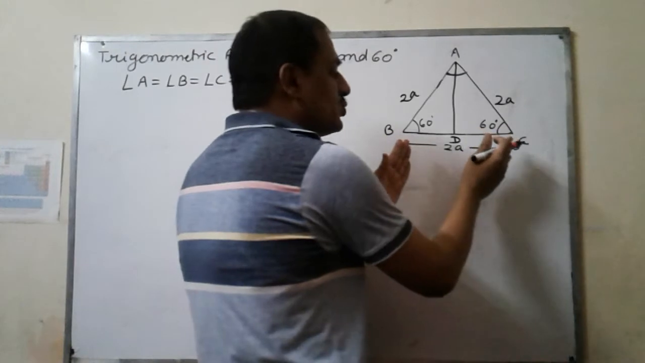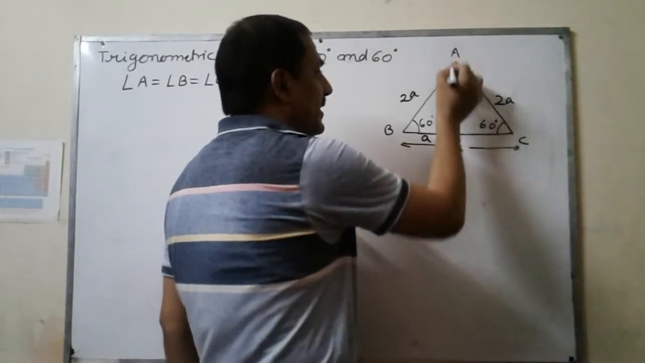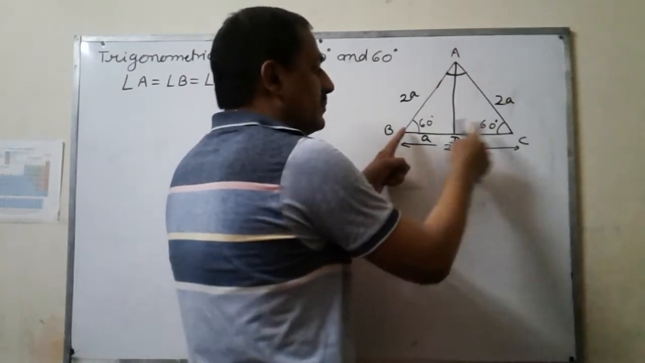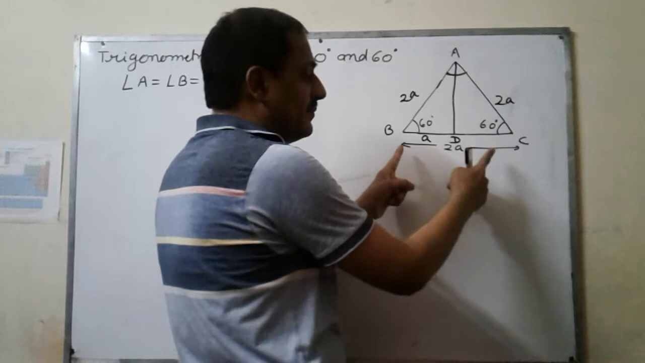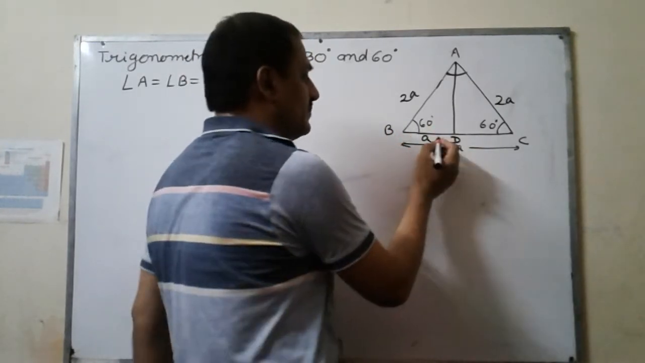The length of BC is 2A unit. Then the length of BD will be what? Here AD is perpendicular bisector of BC. Here AD divides BC into two equal parts. If the length of BC is 2A unit, then the length of BD will be A unit.